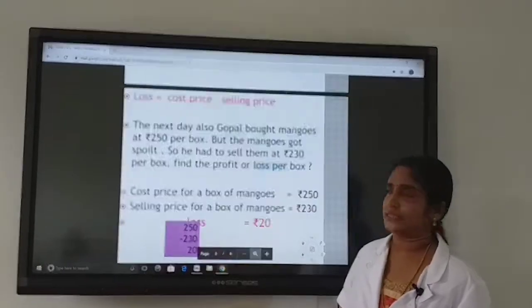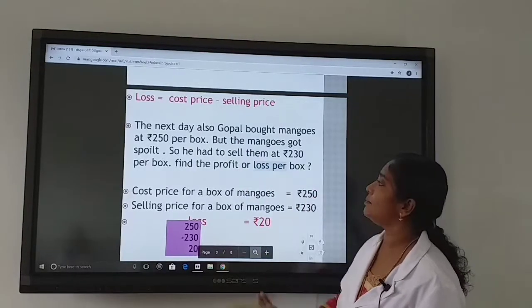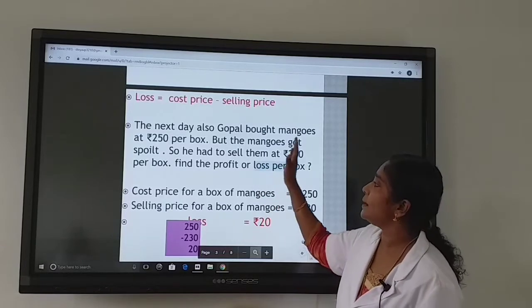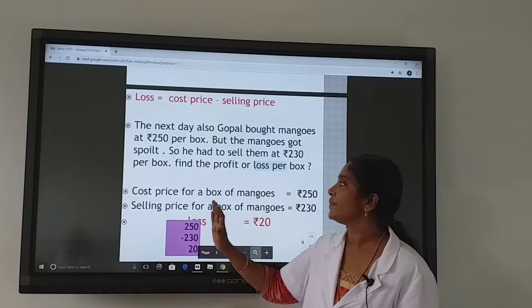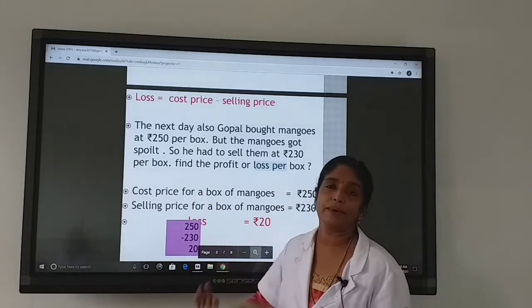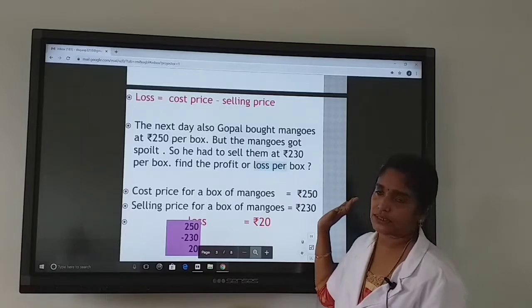One example we can do. The next day also, Gopal bought mangoes at rupees 250 per box. But the mangoes got spoiled. So, he had to sell them at rupees 230 per box. Find the profit or loss per box.